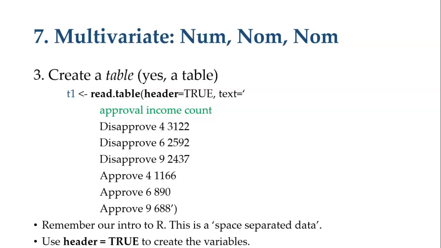So remember that in this case, this table is a space separated data, okay? So you write the lines, and each line is a row, and you separate the columns by a space, okay? Notice that you write the name of the variables here. For that reason, I wrote these names of the variables in green because they represent the variable actually. So in this case, approval, income, and count, and you write the values.